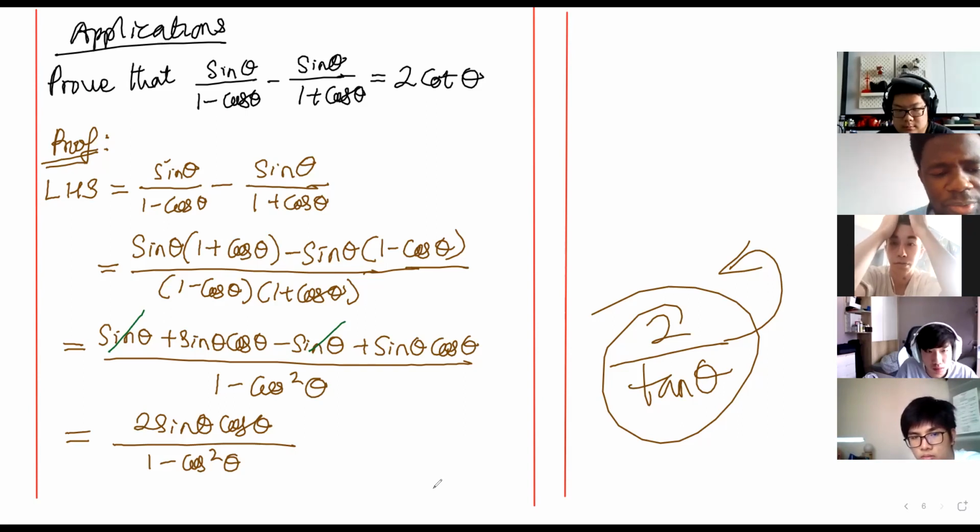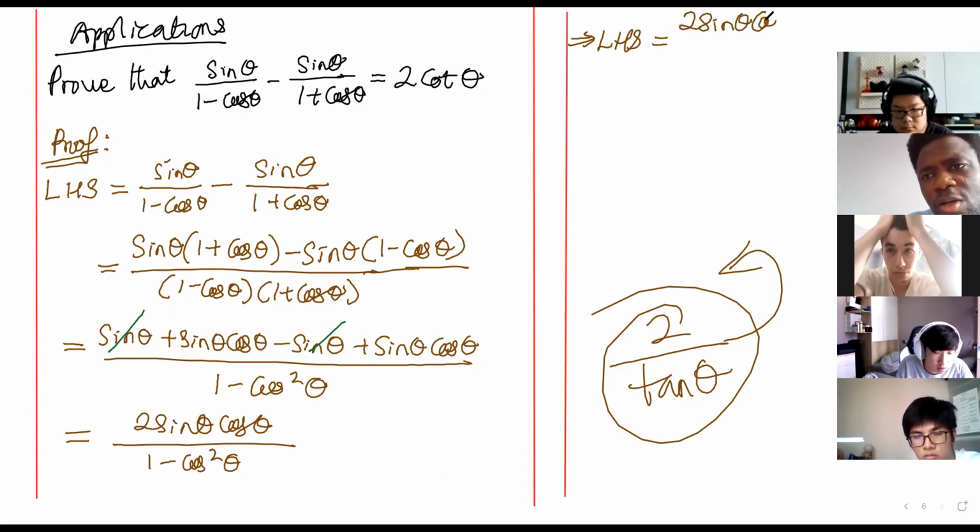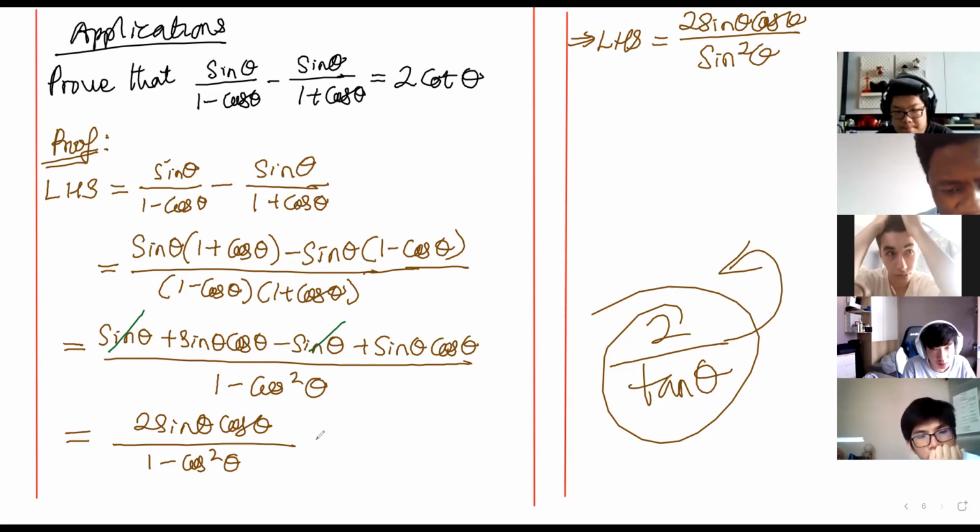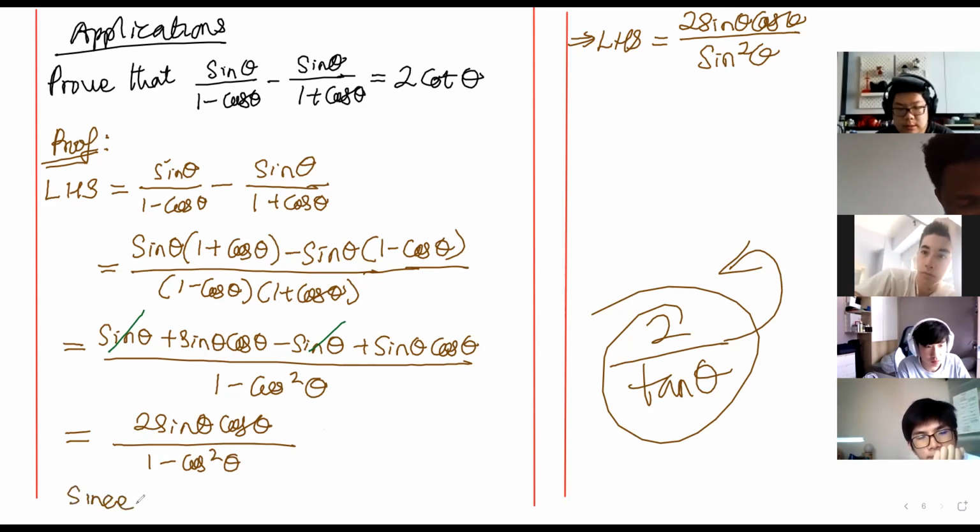All right. Thank you. So this implies that our left hand side is going to be 2 sine theta cos theta divided by sine squared theta. But you need to tell us the reason. So what you can say is this. You can write below this one, since sine squared theta is equal to 1 minus cos squared theta.